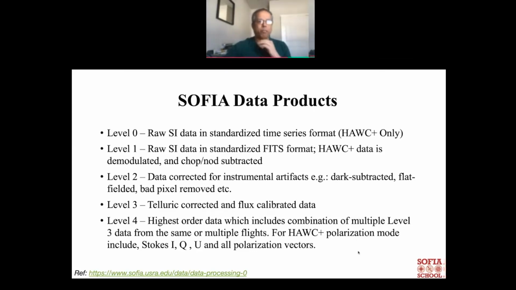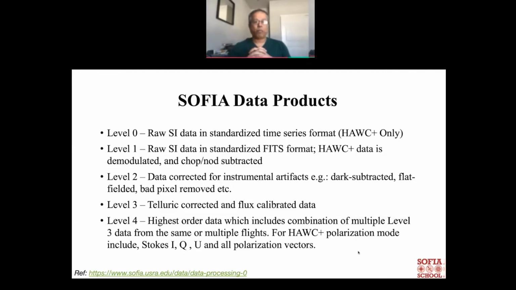Level 0 data pertains only to HAWC data. None of our other instruments have level 0 data. So level 0 data is just raw instrument data that comes out from HAWC, which in the case of HAWC is standardized time series data. So it measures all the time series as the data comes in.